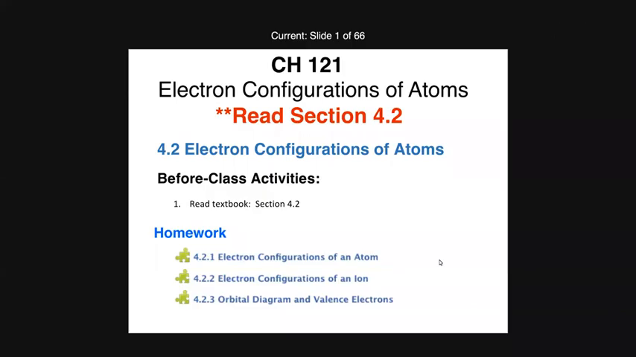In this video, we are going to take a look at electron configuration of atoms. Please read the OER textbook chapter section 4.2 for more detail. And after you finish watching this lecture video, you should start working on homework 4.2 that is associated with this lecture video. Okay, so these are the homework.